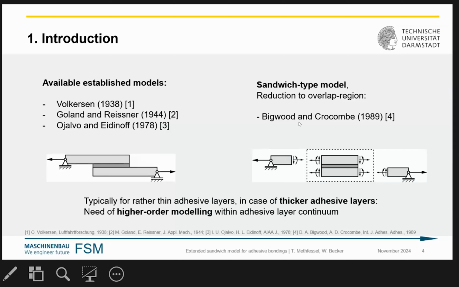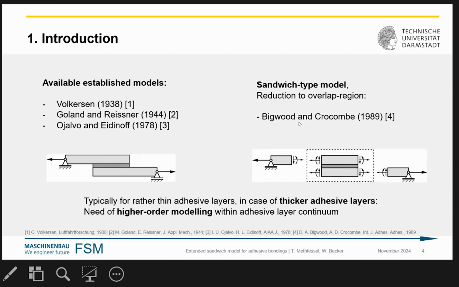Of course, there is a number of existing descriptions and approaches going back to the time before the Second World War. There are established models which are not so bad as long as the adhesive layer is rather thin. But if you move to thicker layers, then these approaches get inaccurate, and that's where we want to improve something. And we do this by the use of a higher order modeling of the adhesive layer. I will present this to you.